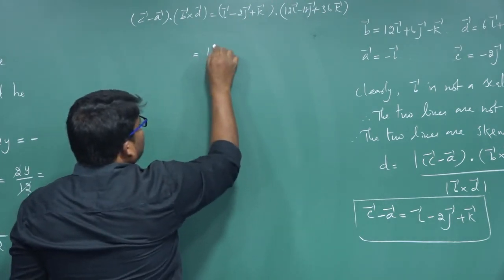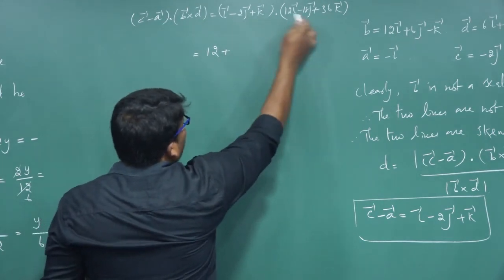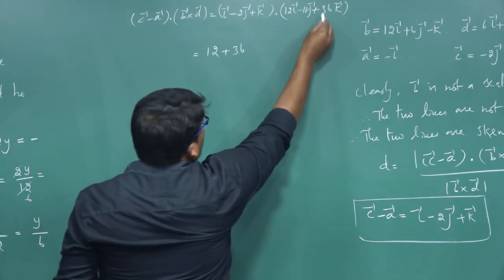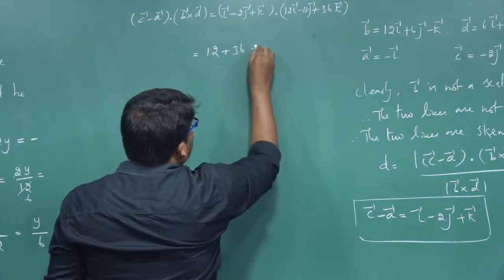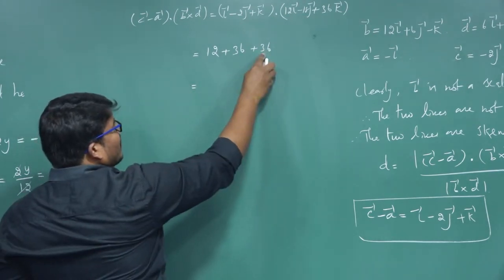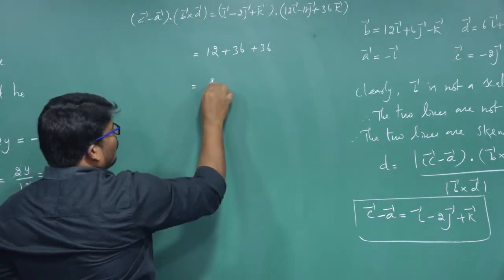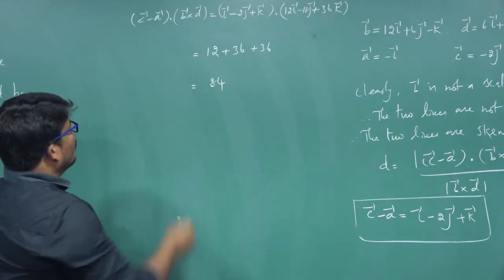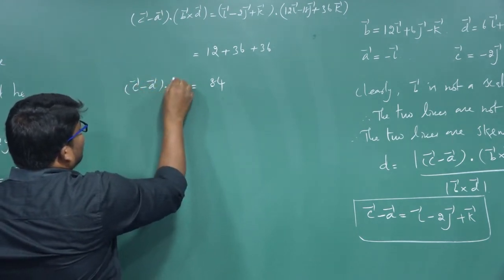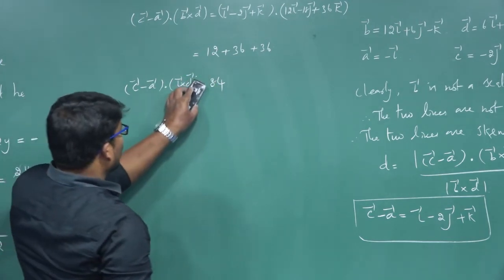12 into 1, 12. Next one, minus into minus, plus: 18 into 2, 36. Next one, 36 into 1, plus 36. 36 plus 36, 72, plus 12, 84. So C vector minus A vector dot B vector cross D vector has the value 84.